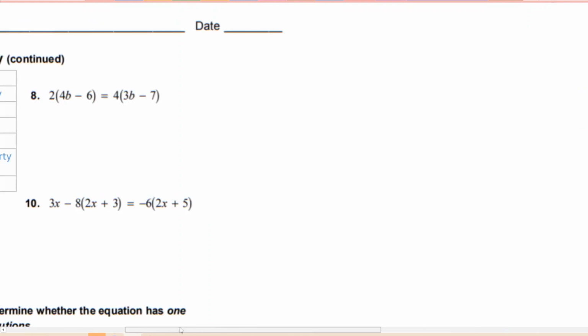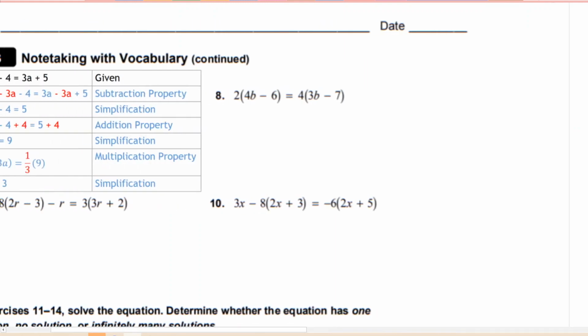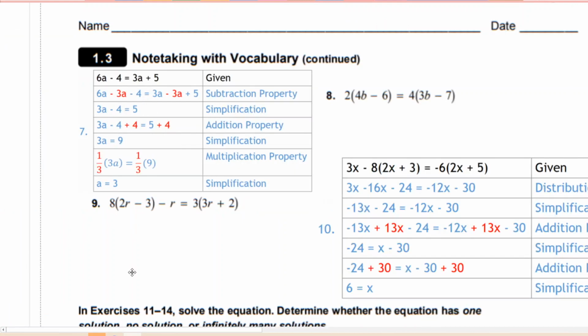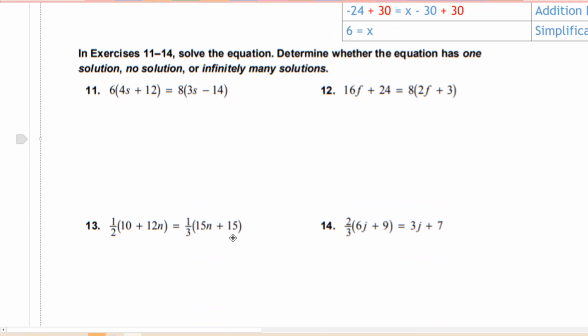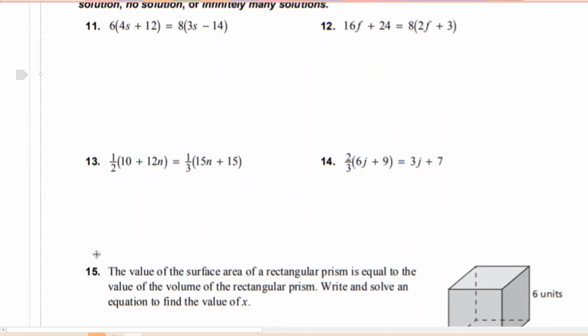Okay, we're going to go ahead and put number 10 in its spot so you can see it in your notes. And that almost finishes us here today. 11 through 14, we're supposed to figure out, oh, I forgot 11 through 14, figure out if this is one solution, no solution, or infinitely many solutions. Let's take number 13 just for our example.